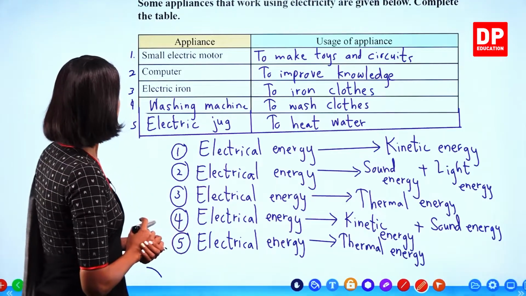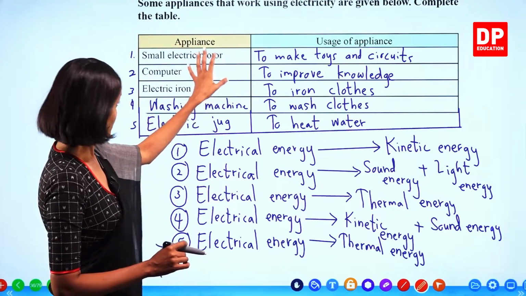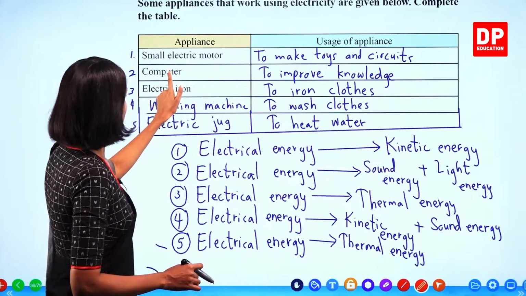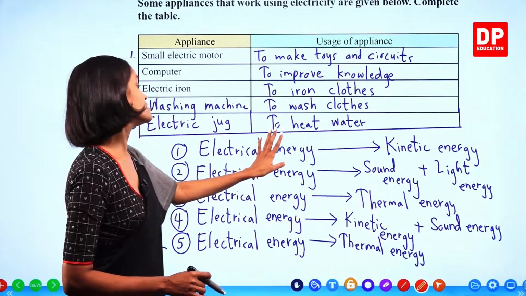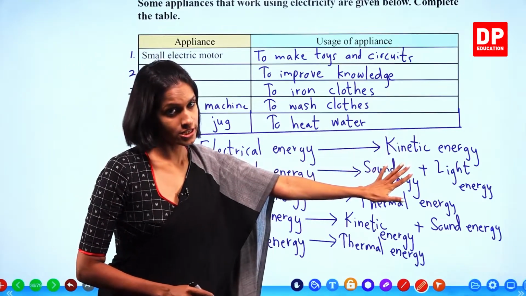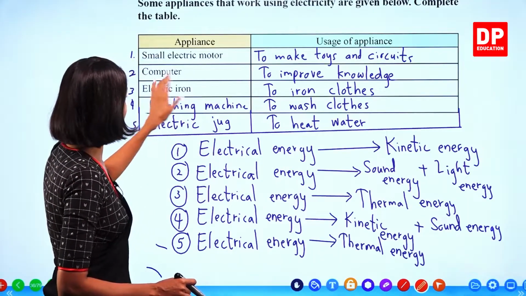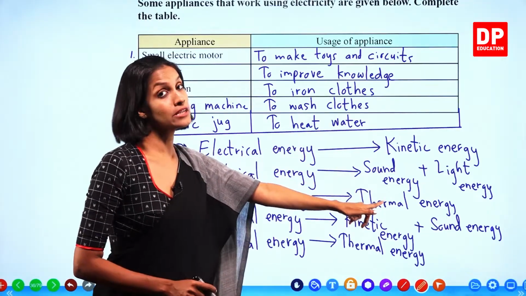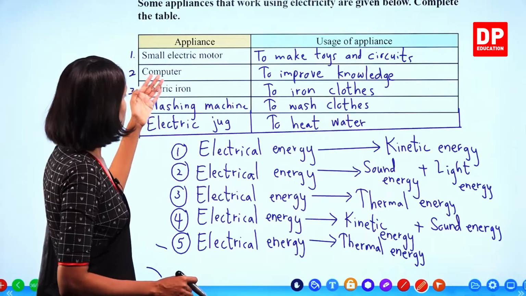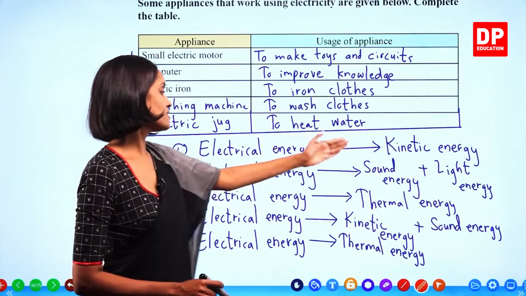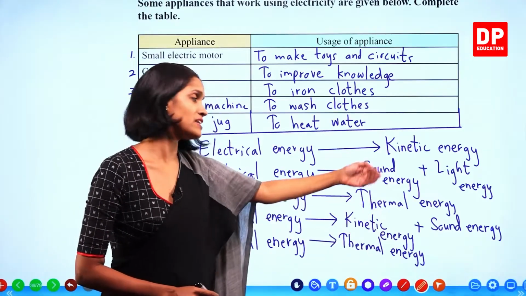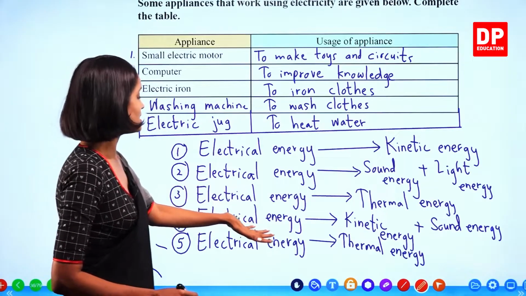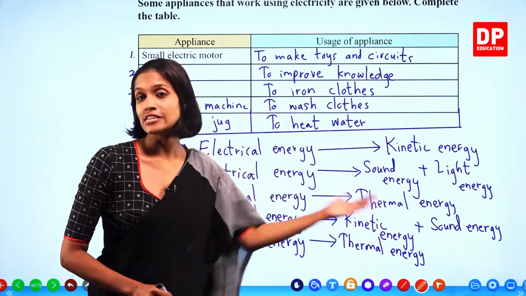Right, children? So when you use the small electric motor, electrical energy is converted to kinetic energy, right? When you use the computer, electrical energy is converted to sound and light energy. When you use the electric iron, electrical energy is converted to thermal energy or heat energy, right? The washing machine, their electrical energy is converted to basically kinetic energy and sound is also produced, right? Electric jug, electrical energy into thermal energy or heat energy again.